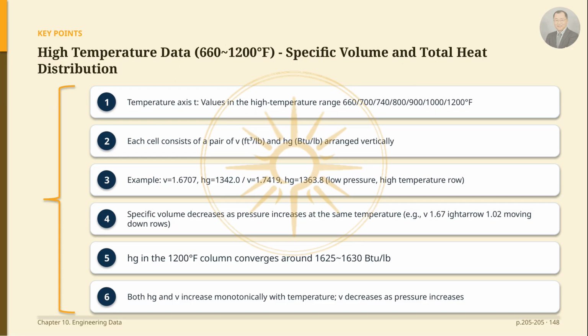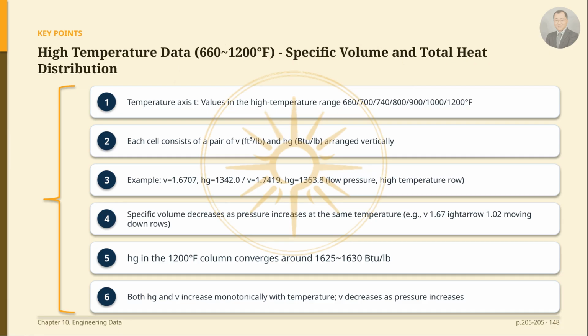For example, one cell contains a specific volume of 1.6707 and a total heat of 1,342, while the next has a specific volume of 1.7419 and a total heat of 1,363.8. Even at the same temperature, as pressure increases, the specific volume decreases. As you move down the table, the specific volume drops from around 1.67 to about 1.02. In the highest column of 1,200 degrees, the total heat converges around 1,625 to 1,630 BTU.